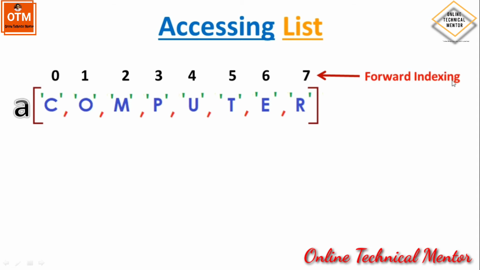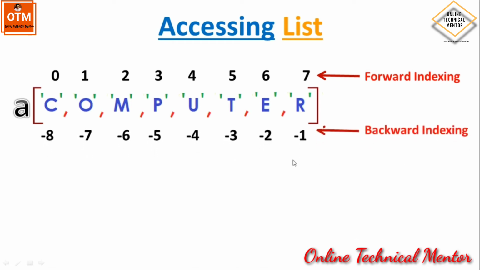it is called forward indexing. Similar to a string, a list can also be represented with backward indexing. That means the last element will be identified by -1. The second last element will be identified by -2, then -3, -4, and so on. So just like a string, you can access a list with the help of forward indexing as well as backward indexing. Now if you want to access the last element, you can write A[7]. So A[7] represents the capital R, which is the last element of the list. You can also access the same by writing A[-1]. This also gives you the same output, capital R, that is the last element.